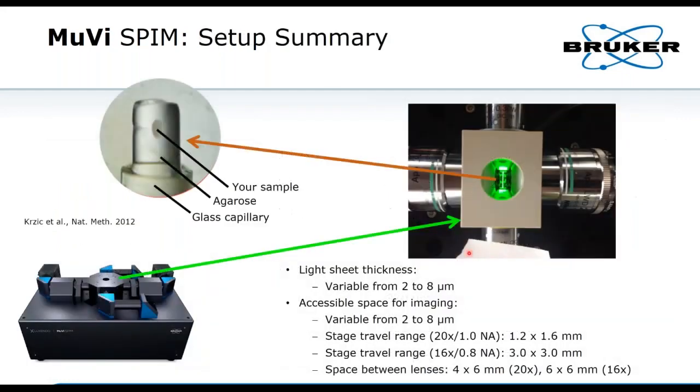The travel range we offer is for the 20x 1.0 and a higher resolution lens 1.2 by 1.6 millimeters, whereas for the 16x 0.8 NA lens, the travel range is 3 by 3 millimeters. So we can image quite large objects. Now this is also new, that we extended the travel range, especially for the 16x lens, and the travel range in the third dimension, which is perpendicular to the image plane here, is in the range of 12 millimeters. So that's basically the object size or the range you can cover with this microscope.